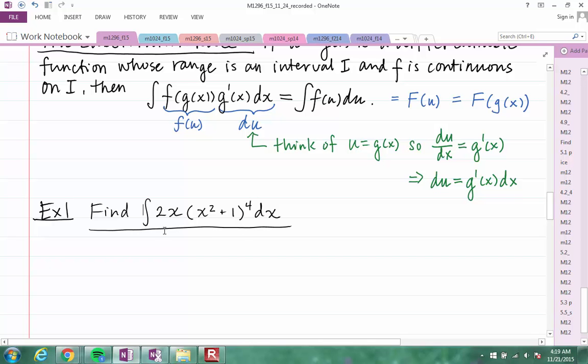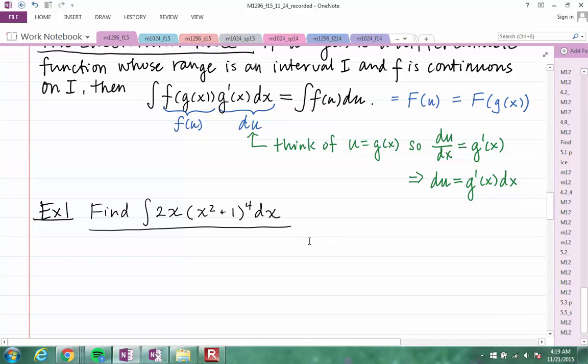So this one could be handled in theory by expanding x squared plus 1 times itself 3 more times and then FOILing all that out. But that's a lot of work, and you can imagine if this power is even higher, then that wouldn't be practical at all. And then we distribute the 2x. So in theory you could do that, but it's not real practical. And it turns out the substitution rule can be used for this.